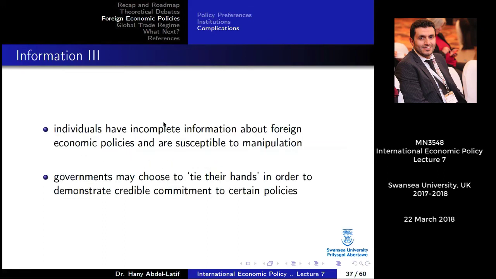So these are things we need to keep in mind: that individuals do not have complete information about economic policies, and they are susceptible to being manipulated. I think this is one of the things we discussed about disinformation when we talked about sharp power. They could be manipulated by their own governments, by the way. It's not just by others, the way we discussed sharp power.